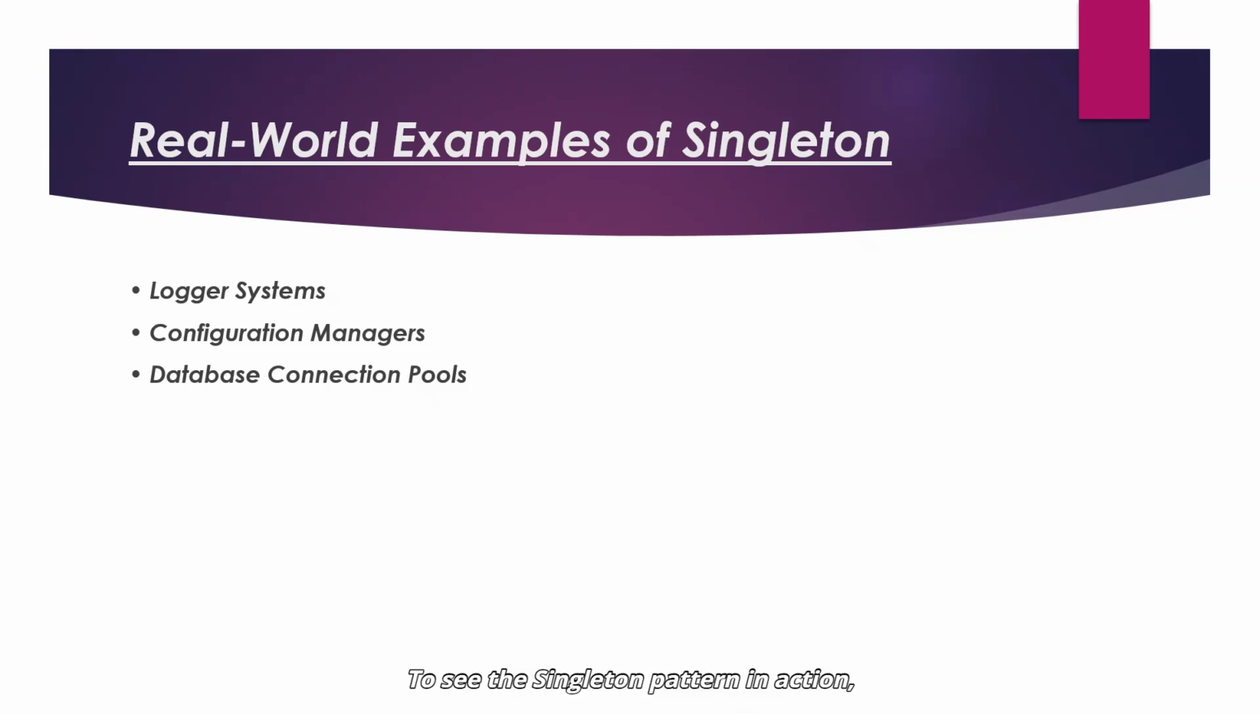To see the singleton pattern in action, let's look at a few real-world examples. Logger systems. Often we need a single centralized logger that handles all log messages throughout an application. Having multiple instances of the logger could lead to inconsistent log messages. Database connection pools. A connection is a limited resource in your application. You don't want to create new connections every time you need one, so a singleton connection pool manages all the database connections, ensuring there's only one instance of the pool. Configuration managers. Many applications have configuration settings that need to be accessed globally. Using a singleton ensures that the configuration is loaded only once and used consistently throughout the application.